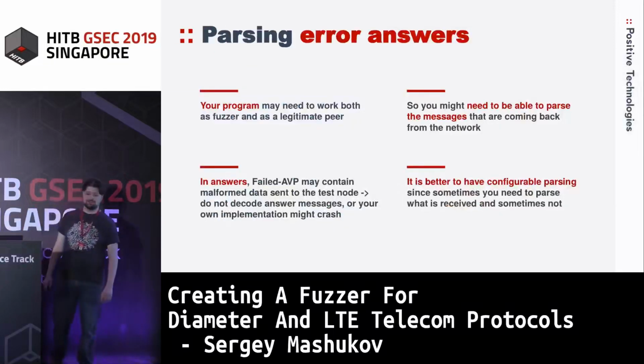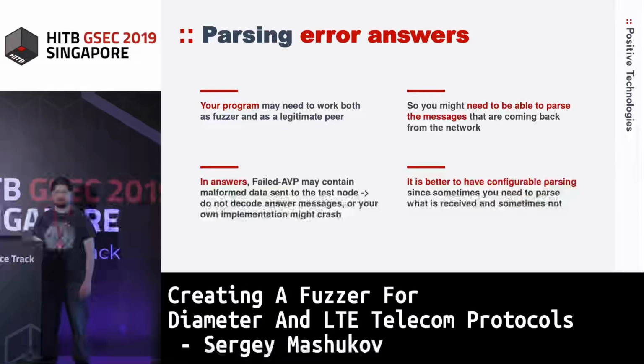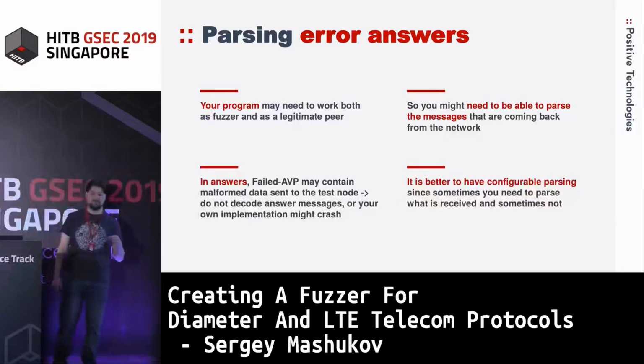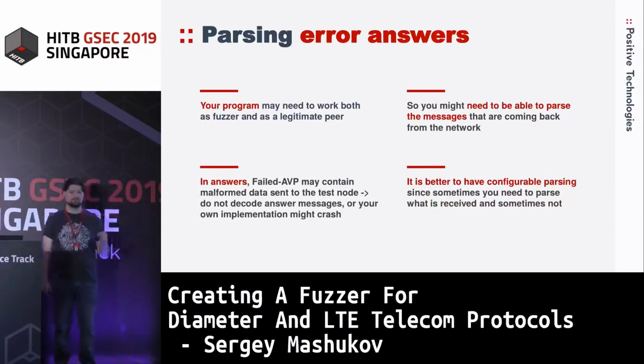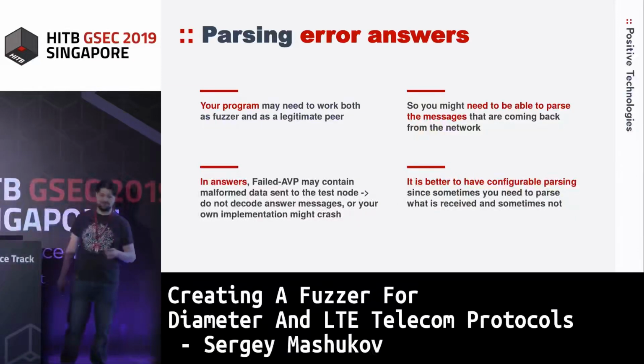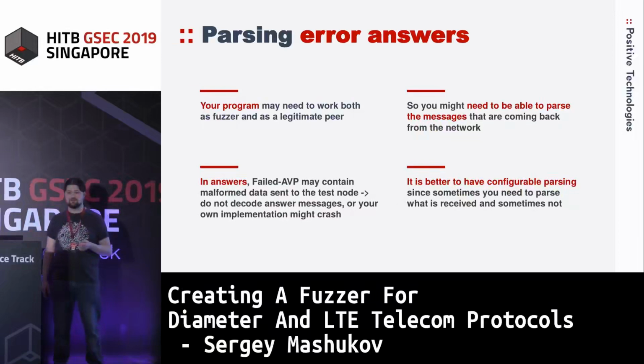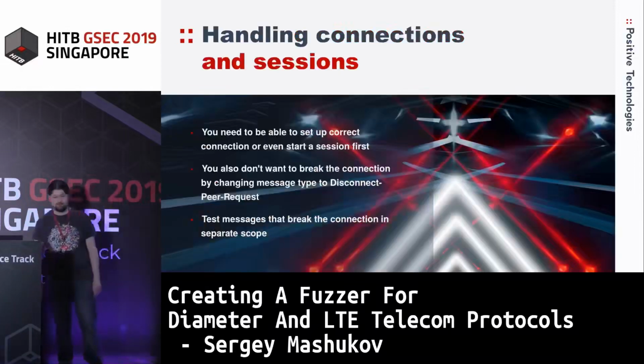Other issue is actually connected to your own tools. You can send a malformed message to the node. The problem is the node will answer, and in Diameter it will answer with Failed-AVP. And in this Failed-AVP, you will receive your own malformed message. So you better be prepared to receive your own malformed messages. And this is a problem because sometimes you need to pass the messages and sometimes not, so you need this configurable. Again, you need to create your tools so you're prepared for that.